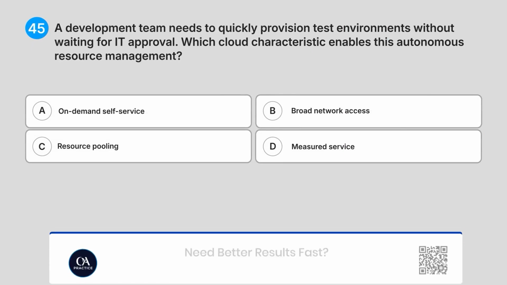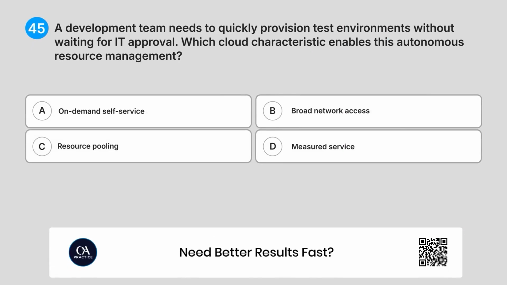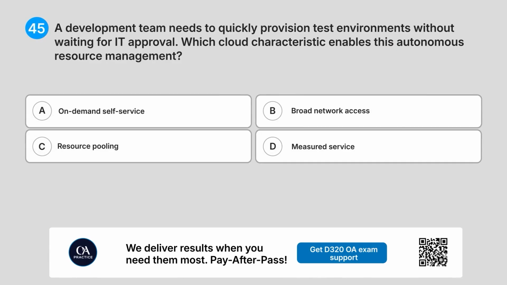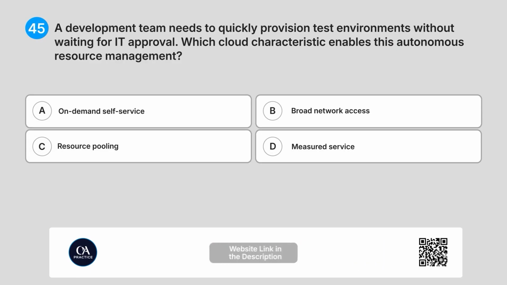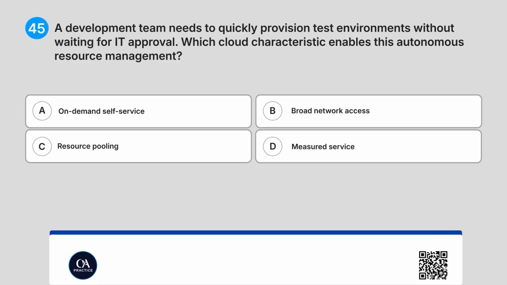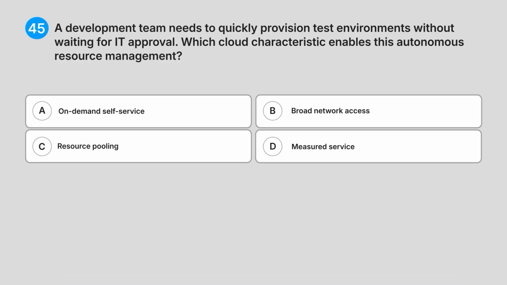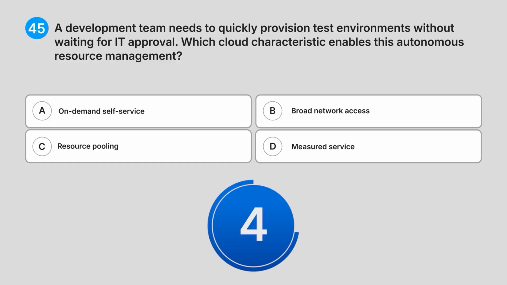45. A development team needs to quickly provision test environments without waiting for IT approval. Which cloud characteristic enables this autonomous resource management? A. On-demand self-service. B. Broad network access. C. Resource pooling. D. Measured service. Can you guess the answer?